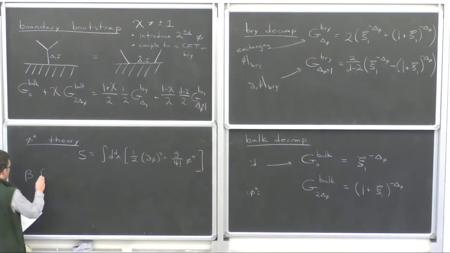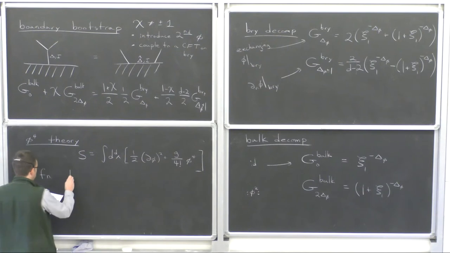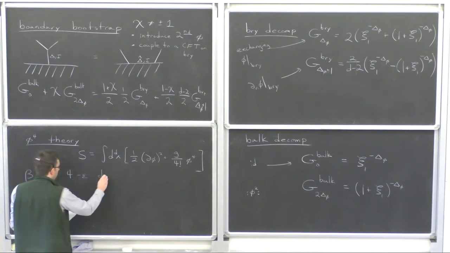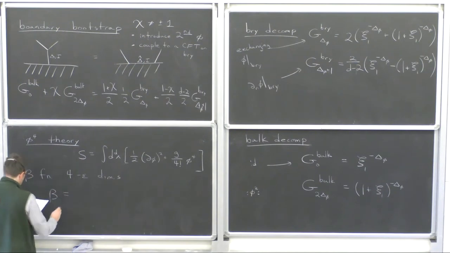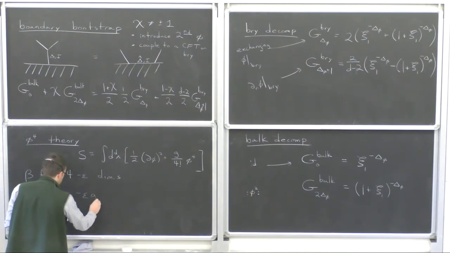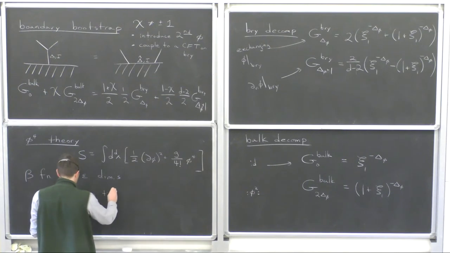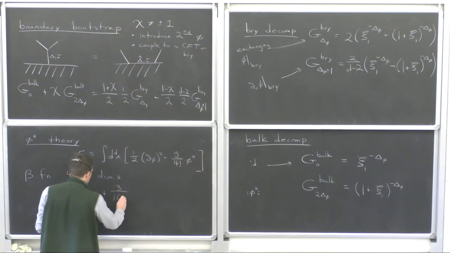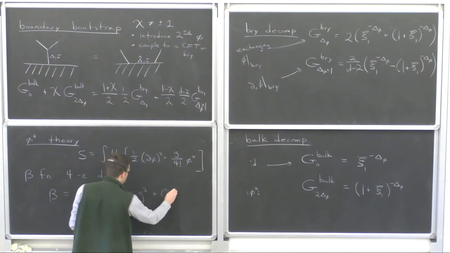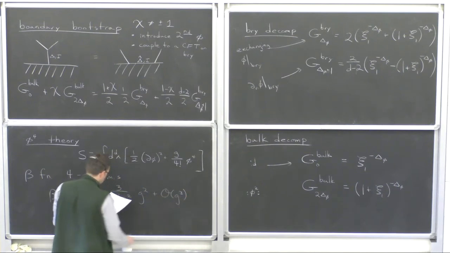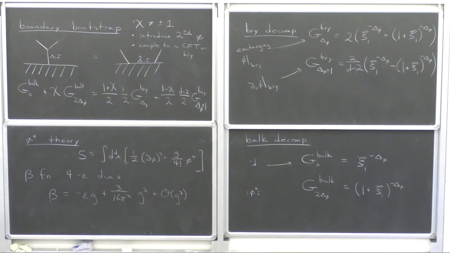So I'll start with something I won't derive, which is the beta function in 4 minus epsilon dimensions. I think in most decent field theory courses, you're asked to work this out either in class or as an exercise. So maybe I can safely assume that most of you have seen it. But if not, we'll just take it for granted, right?